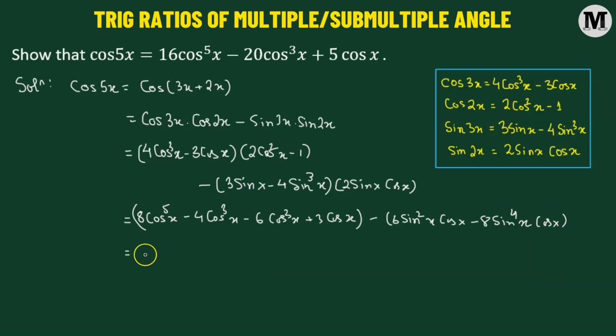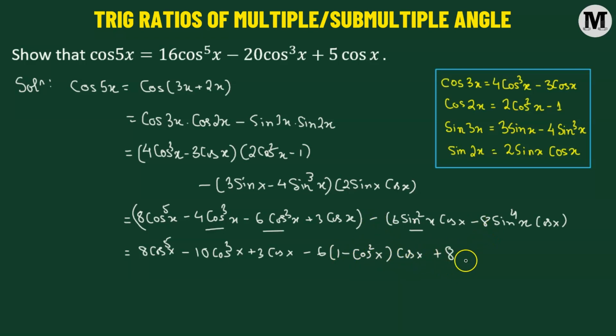Fine. So here we will have 8 times cosine x raised to the power of 5. So negative 4 cosine cube x and negative 6, that will become negative 10 cosine cubed x plus 3 times cosine x minus 6. So here we will convert this sine squared function to cosine squared function by using 1 minus cosine squared x multiplied to cosine x. The negative and negative will become positive. So we have positive 8 cosine x. But here we have sine x raised to the power of 4, which we can also express as sine squared x whole squared. And in place of sine squared, we're going to replace with 1 minus cosine squared x whole squared. Okay, so let's further simplify.